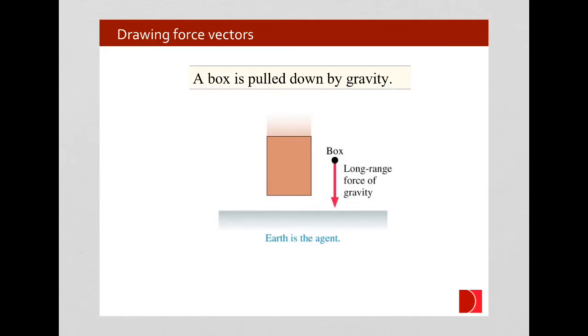Finally, we could have gravity pulling downward on a box, and so the gravity is acting downwards. We're still treating the box as a point particle, and so we would show the force of gravity acting downwards on the box as a point particle. Here, the Earth would be the agent of the force, because the Earth is the thing creating the gravitational force that pulls objects towards it. And we'll see more detail on that later in this module.